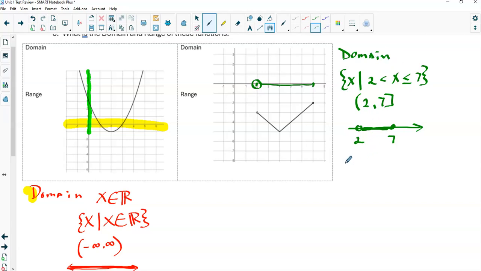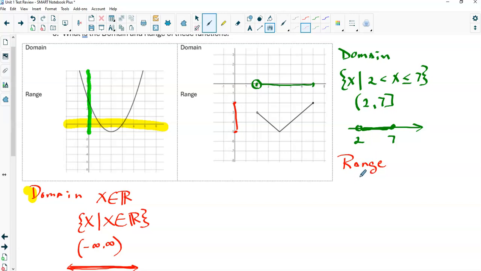Now, let's look at the range. Let me change colors for the range. The range, in this case, remember, we're going for the y. I want to see how high this goes. Notice a closed circle right here. So I'm going to move that closed circle to here. And notice down all the way to here, and it's closed. So I'm going to move a closed circle to here. Notice my graph already showing. Okay, it goes from -5 to -2.